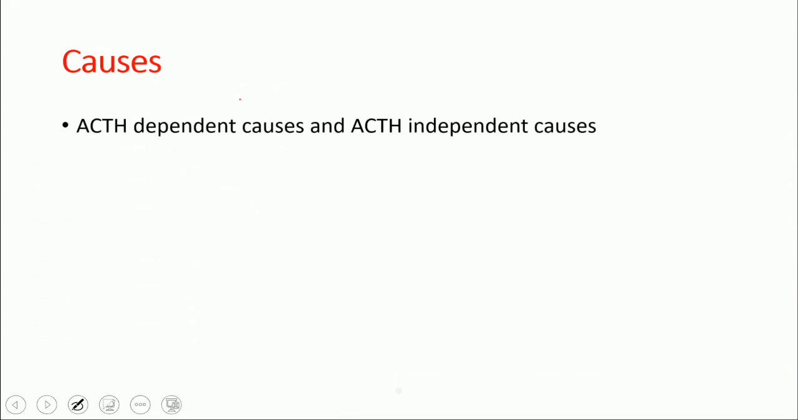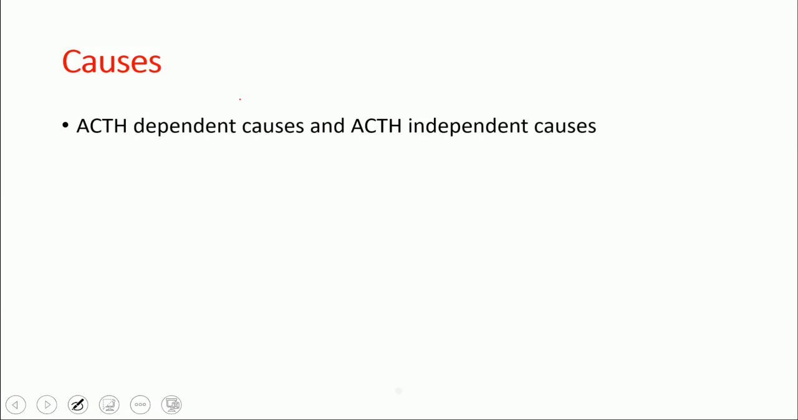Now, diagnosis of Cushing syndrome is a slightly complicated process. But we generally use a flow chart or a flow algorithm to diagnose Cushing syndrome and to determine the cause. Now, broadly, Cushing syndrome can be due to ACTH dependent causes or ACTH independent causes.